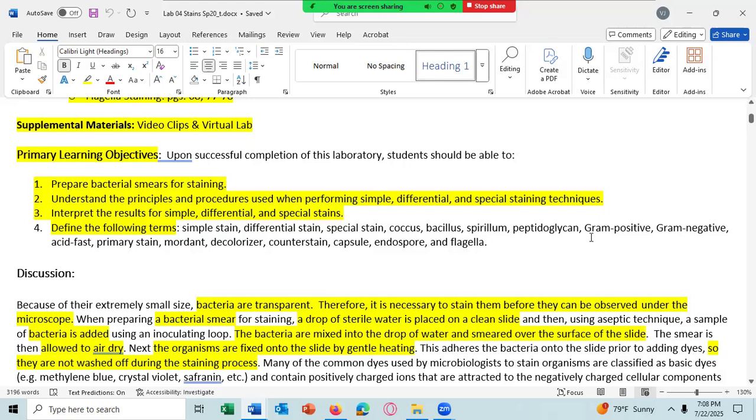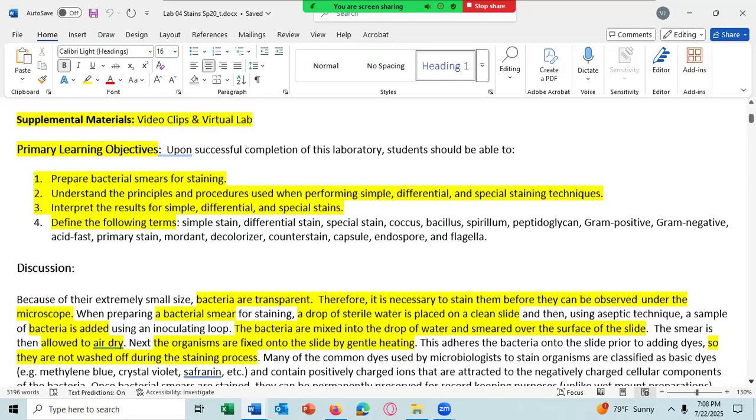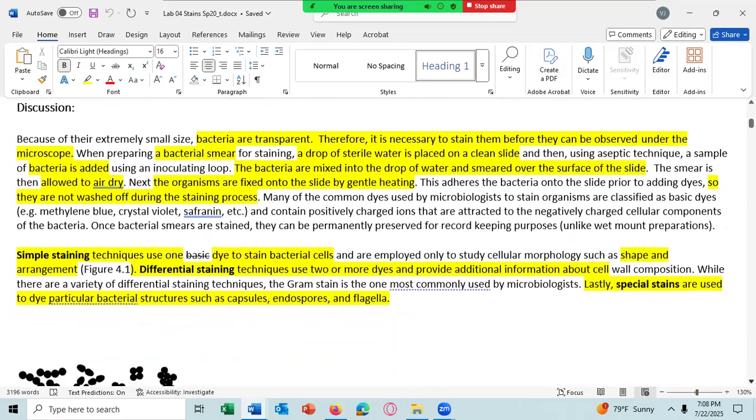What's peptidoglycan? What are a gram-positive cell, a gram-negative cell? What's an acid-fast cell? What is a primary stain? What's a mordant? What's a decolorizer? What's the counter stain? What's the cell capsule? What's an endospore? And what's the flagella? Any questions about any of those terms? All right.